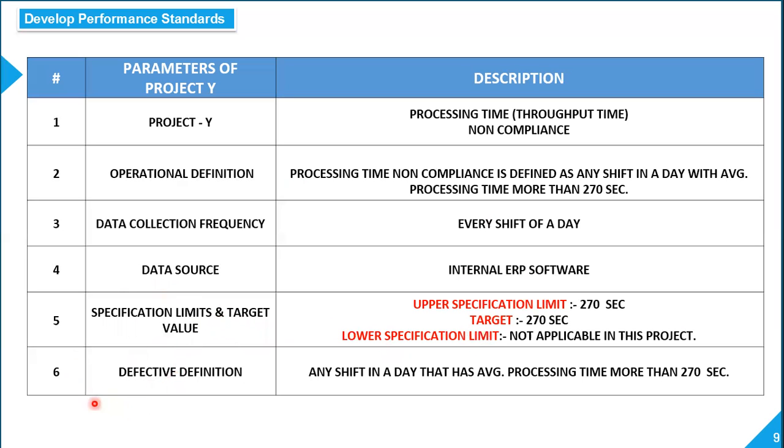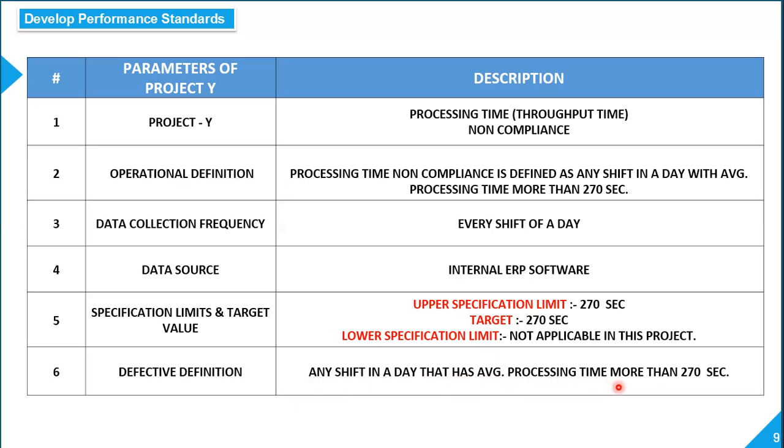Now, the sixth element is the defective definition. So what is the definition of defective? We have already elaborated much on a previous slide about defective. In the project of process time non-compliance, the defective definition is: any shift in a day that has average processing time more than 270 seconds.